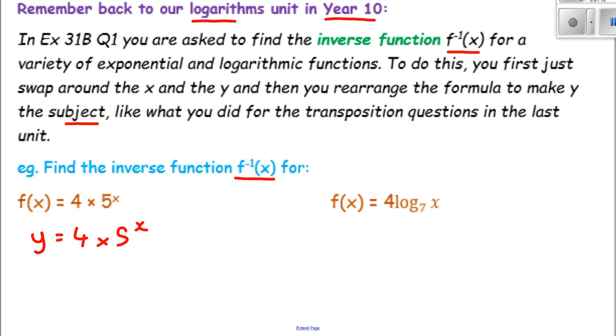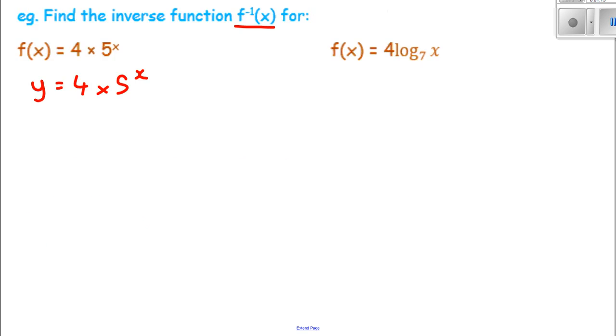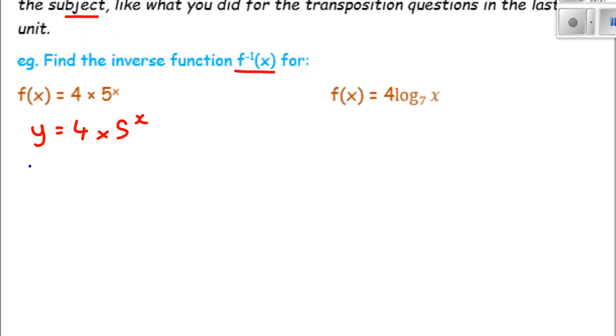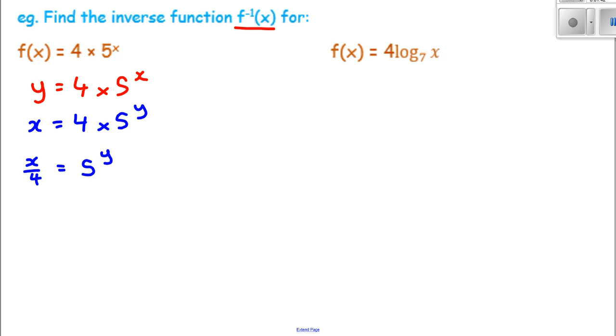So to find the inverse function, once you've written it as y equals, just swap it around and make it x equals. Swap the x and the y around: 4 times 5 to the power of y. And now we just rearrange this and make y the subject. Before we take the log of both sides, we need to divide both sides by 4. So x over 4 equals 5 to the power of y. Now we could turn it into log form, log base 5 of x over 4 equals y, or we could take the log of both sides. I'm going to turn it into the logarithmic form.